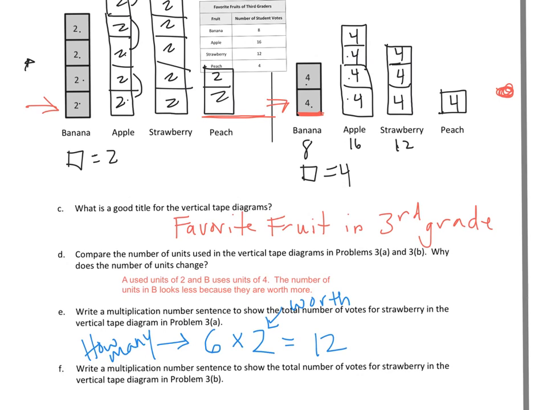So for F, you're going to do the same exact thing, but now you're going to look at 3B. And then G talks about what changes with your 2 number sentences and why they change. And again, for that, you're going to be looking at the how many and what each unit is worth.